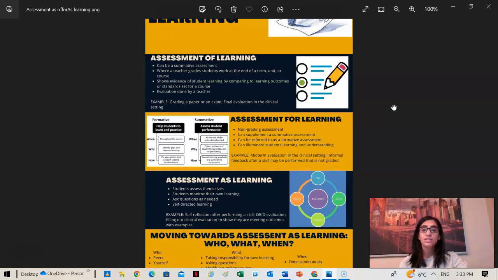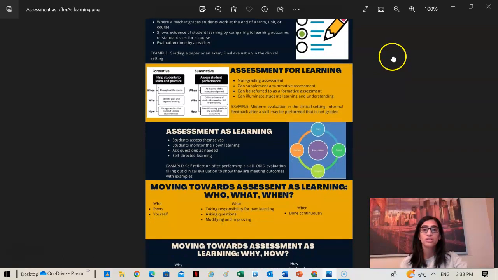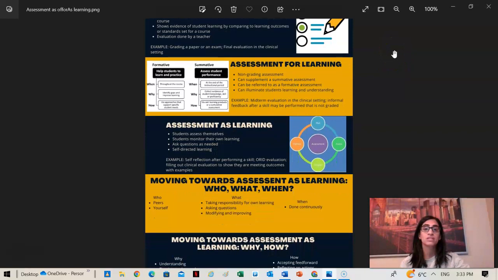And then moving to assessment as learning, which is getting them to assess themselves, monitor their own learning, ask questions as needed, becoming self-directed learners, and having self-directed learning. I feel like for nursing students, this is especially important because as nurses, we should be continuously reflecting on our practice in hopes of becoming better nurses.